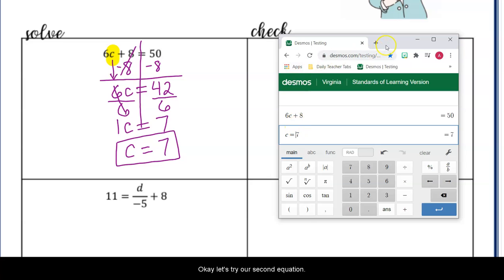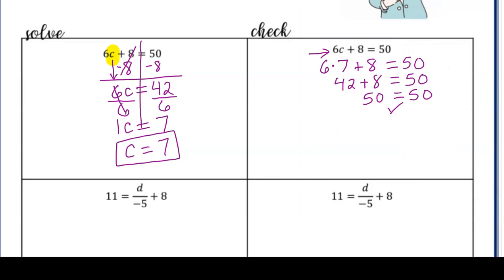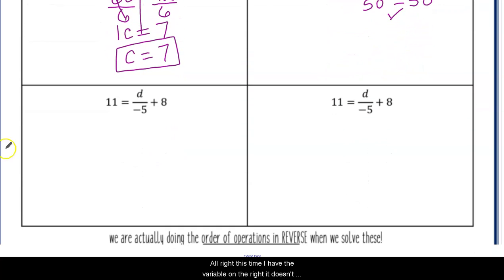Okay, let's try our second equation. So I'm going to scroll down. All right. This time I have the variable on the right. It doesn't matter. We're just going to work on the right and then do the same thing on the left. So this time I have a variable d that's been divided by -5, and then 8 has been added to it.